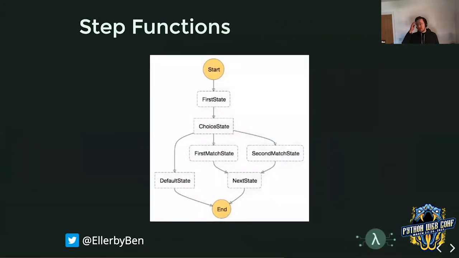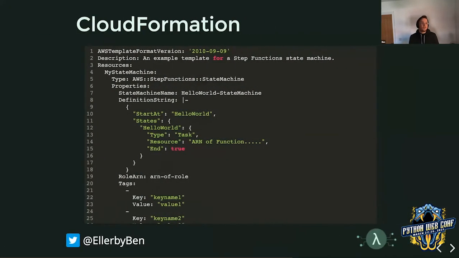A step function is really the state machine. If you're familiar with state machines, we have a start and an end state, and then a number of transitions to intermediary states between there. And there are a number of different state types that we can have, a task being a Lambda function, but we'll see in a minute there are other state types or transitions that we can have in our step function.